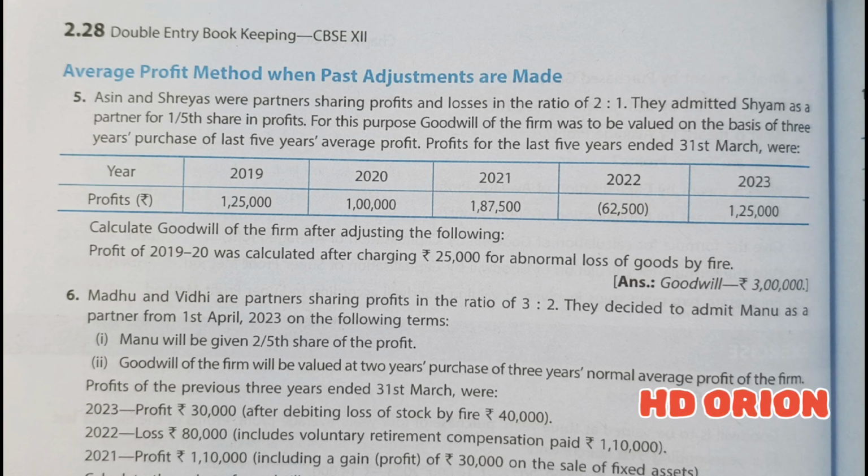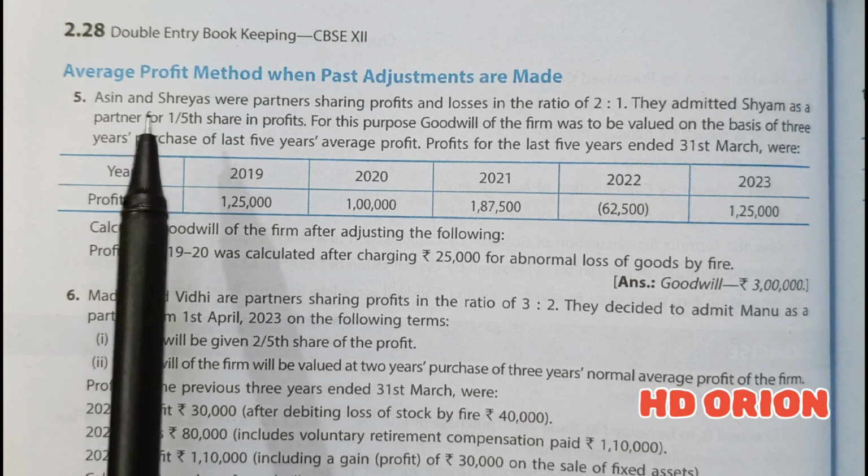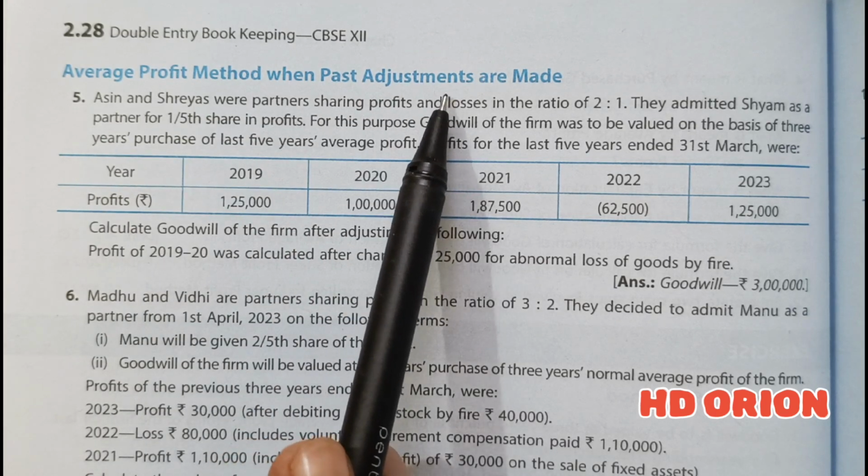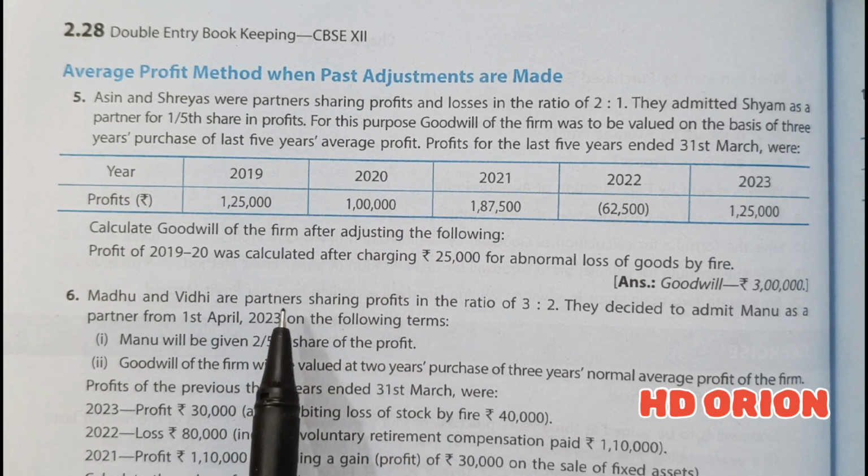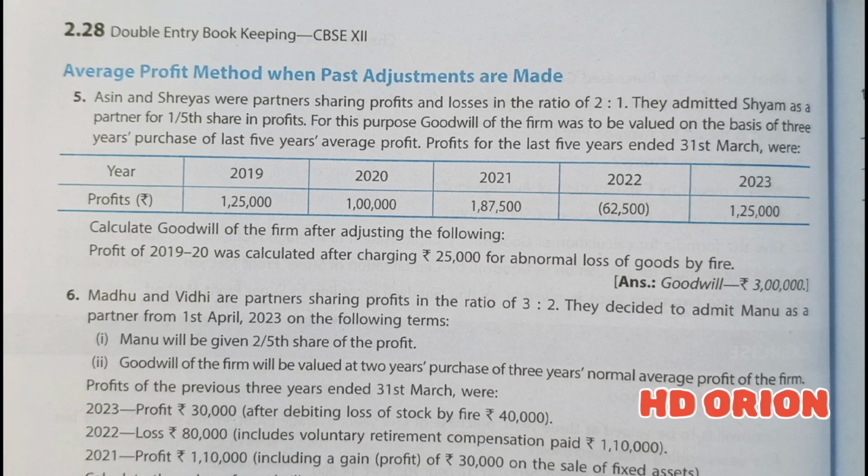So in this video, we will learn calculation of goodwill by average profit method, but taking past adjustments. So what are these past adjustments? We will understand. Past adjustments means some mistakes are there in the calculation of net profit of those particular years, and we have to rectify those errors and calculate a normal net profit of that particular year to calculate goodwill. Now, what is this normal net profit?